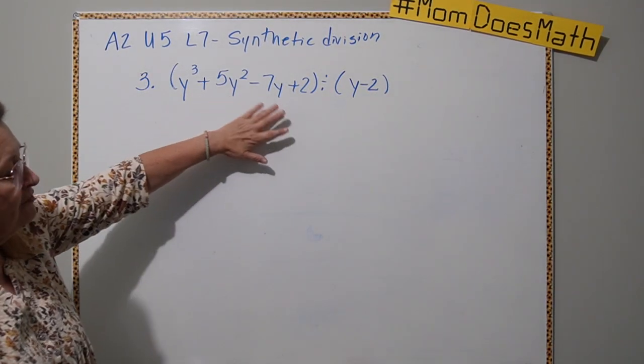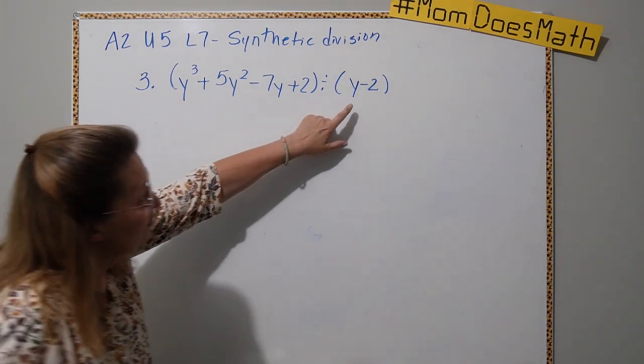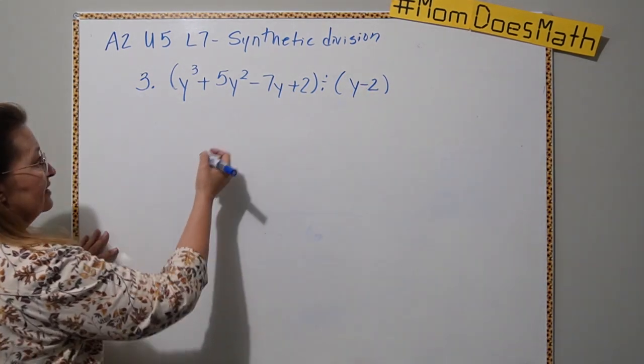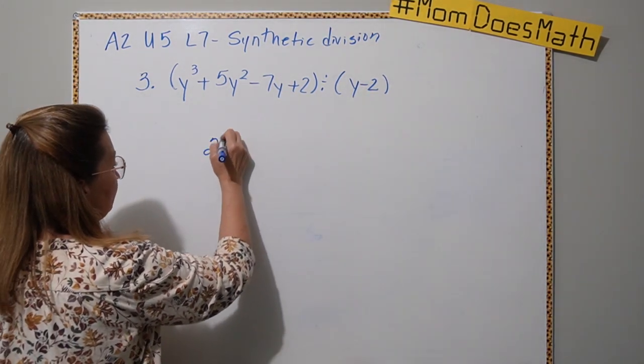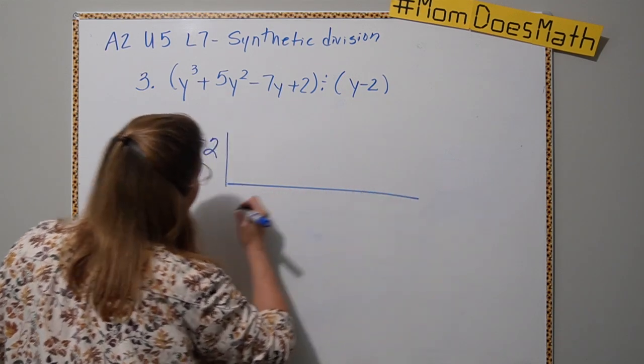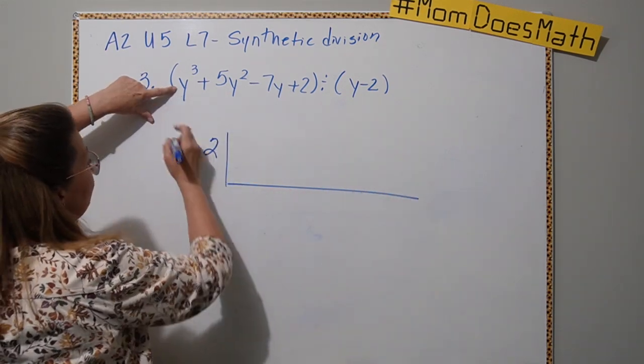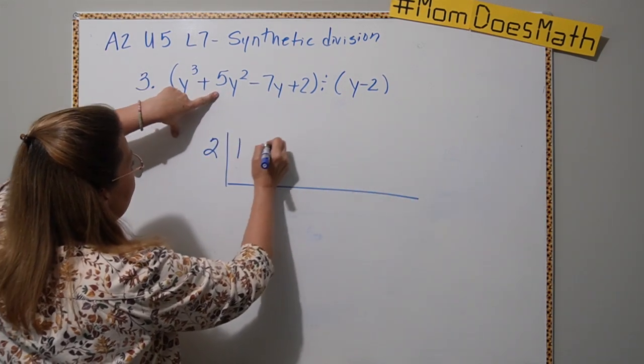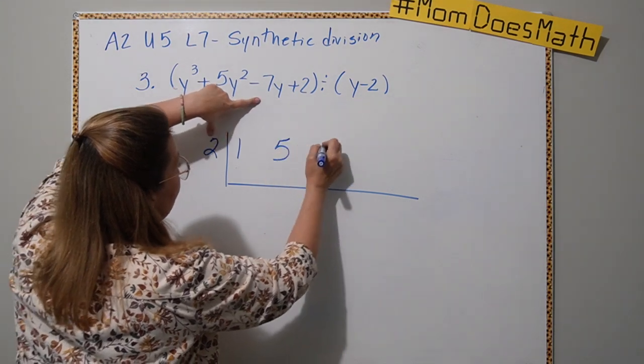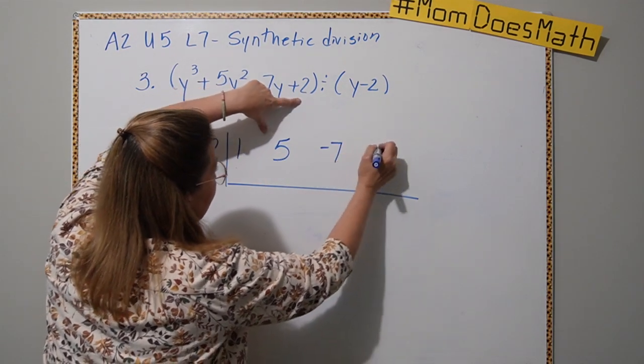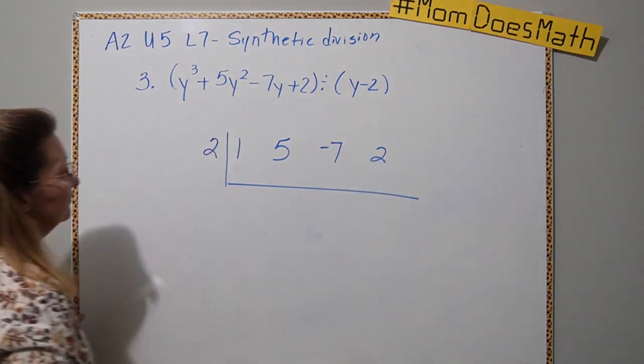So I see I have no missing powers, and I have a minus sign already. So let's get it set up. It's going to be a +2, upside down division sign. All right, coefficient here is 1. Coefficient is 5. Coefficient is -7. And constant is 2. Okay.